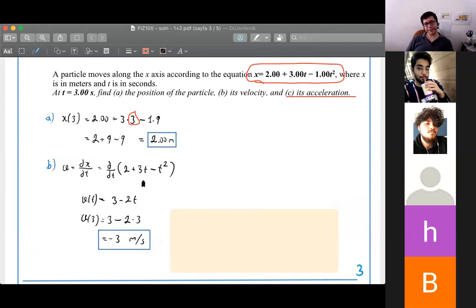Here it is. Dropped becomes 1, 3 here. This 2 comes here. It becomes minus 2t. Next step, evaluate this expression for t equals 3 seconds. Here, this is your velocity. Minus 3 meters per second.